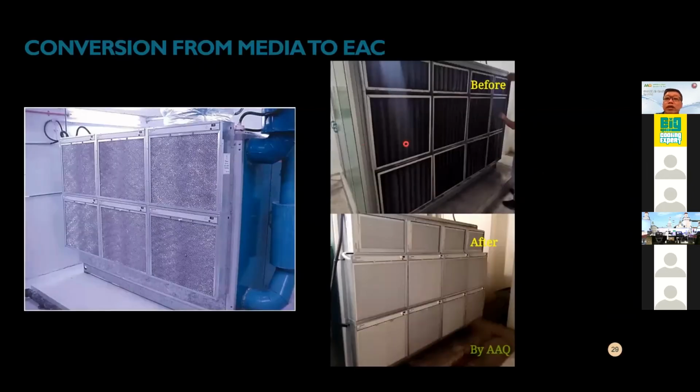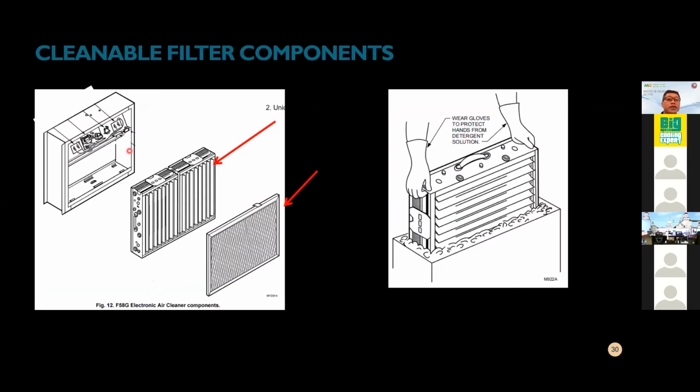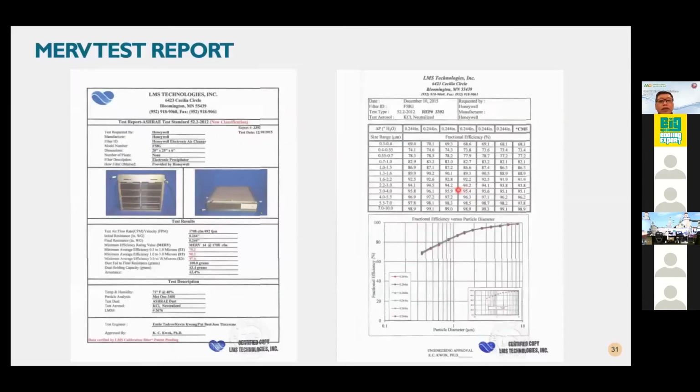Example of the AAQ install. This is before installation. Before installation, you can see this is a mechanical Airstream filter. It has been replaced with an electronic air cleaner. So this is how it looks. Like what I said just now, the filter components, especially the pre-filter and this unicell, there are 2 units here. It's all washable and reusable.